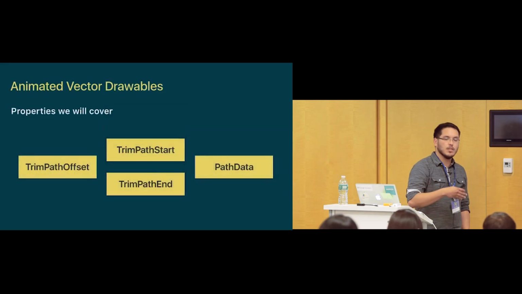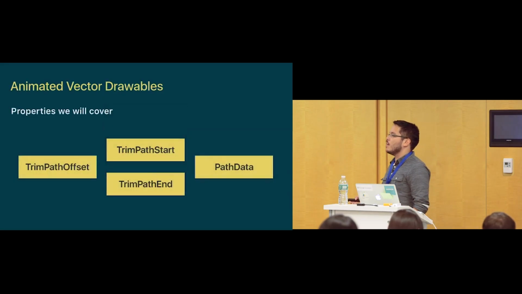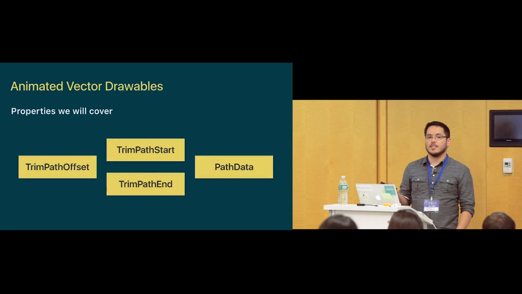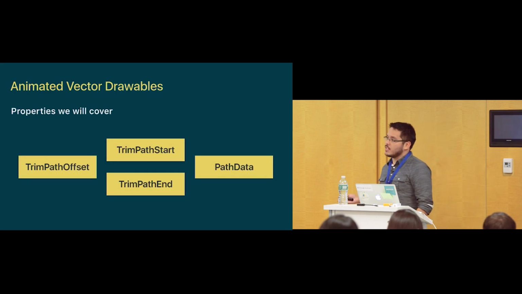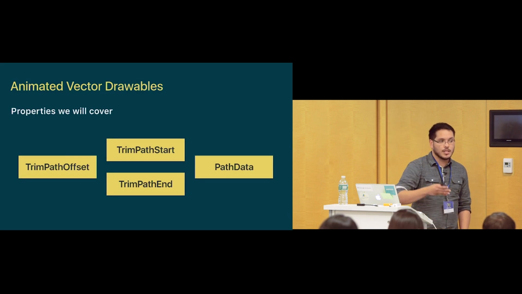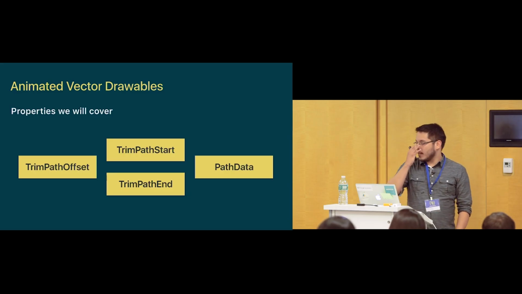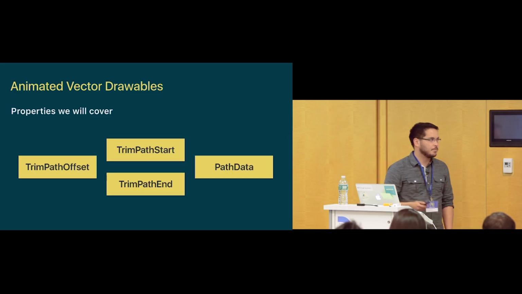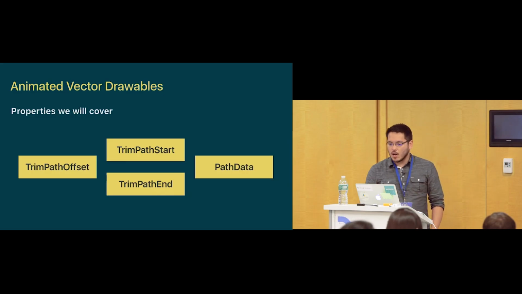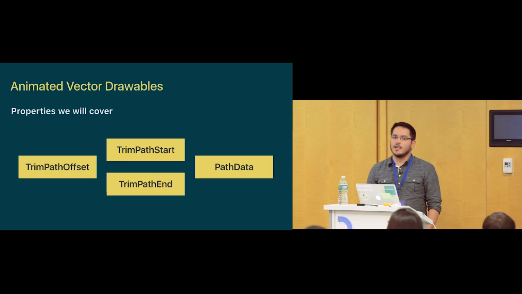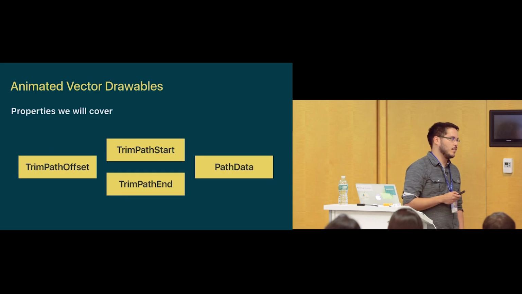So that's it for this animation. It looks complicated, but it's pretty simple. All we played with was trim path end, trim path start, and offset and path data. I didn't have to draw anything different. I didn't have to look at the path data and see how it works in detail. So only with those properties you can do something nice and different for your app and delight your user and get his attention.